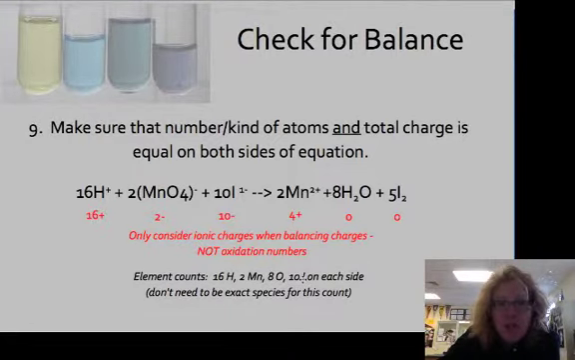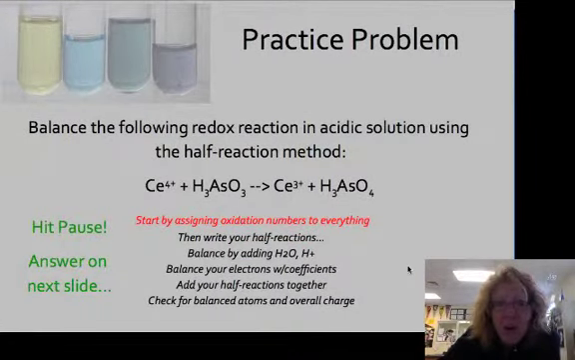In this case, when I'm just checking for element counts, they don't have to be the exact same species. I'm just looking for kinds of atoms, so the charges don't make a difference for the element count. So there you go. That lets me think that my whole thing is definitely ready to go.